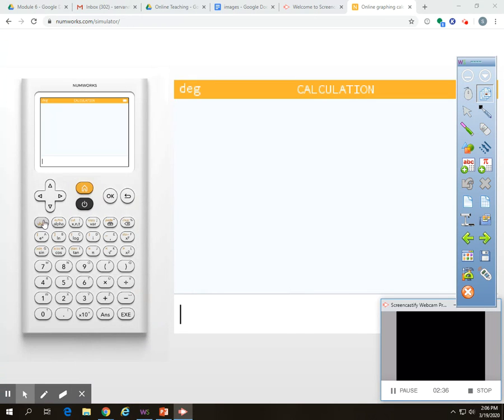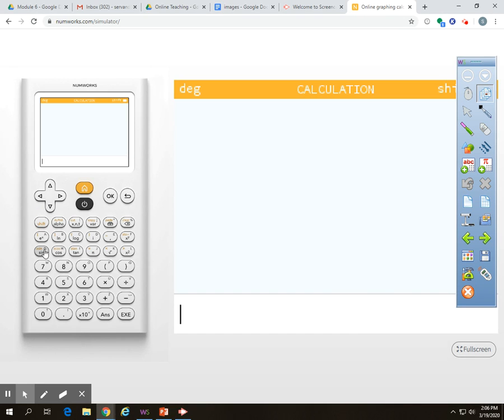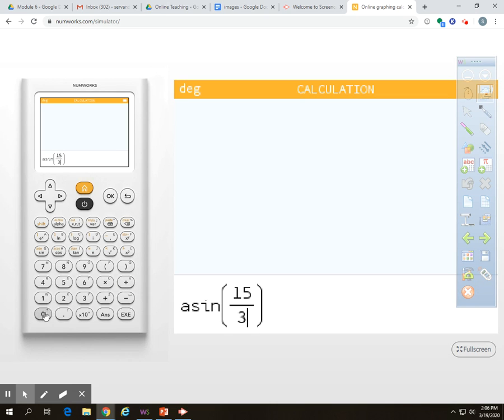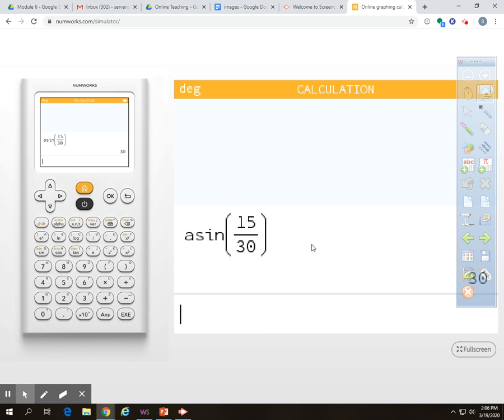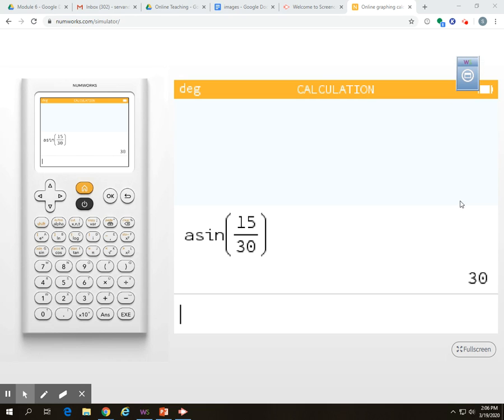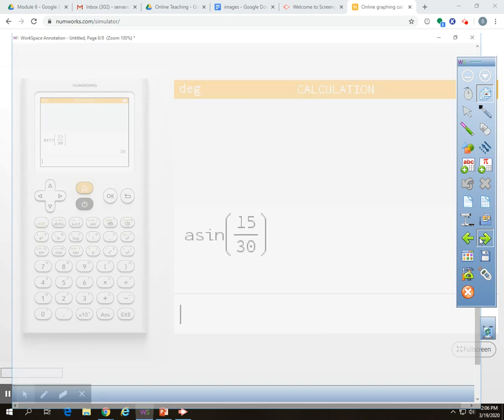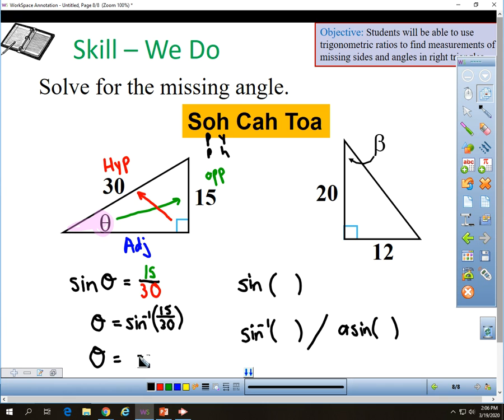So I will go shift sine. This is the inverse of the sine, and our fraction is 15 over 30. We press equal, and our result would be 30 degrees. Going back to the problem, this lets us know that theta equals 30 degrees.